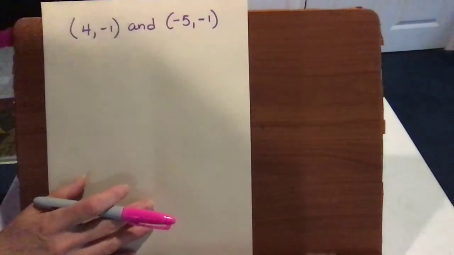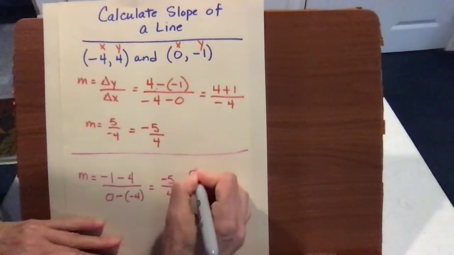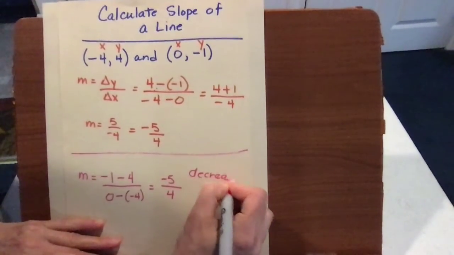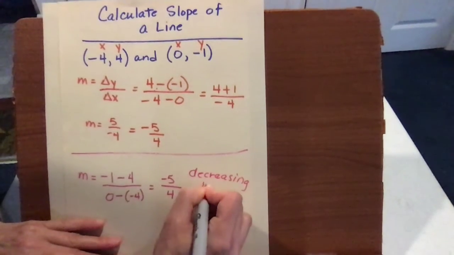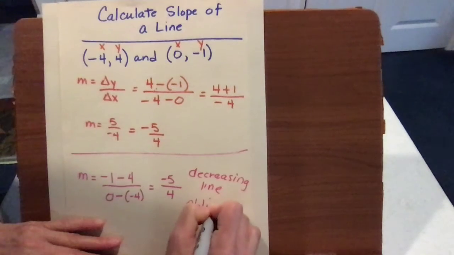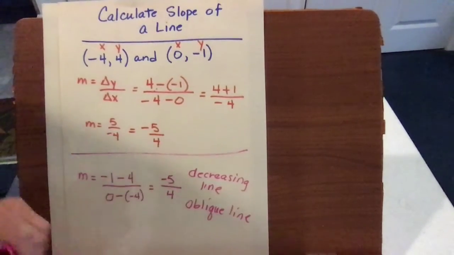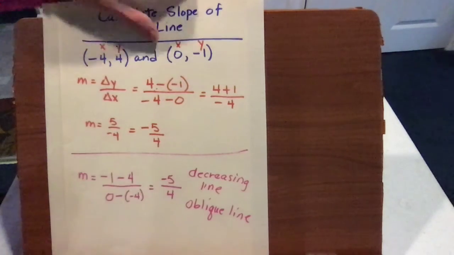All right, let's try another one. Oh, and just to go back real quick, this would give us a decreasing line because it's a negative slope, and it's oblique, meaning it's slanted. So we can read a lot of information from our slope.